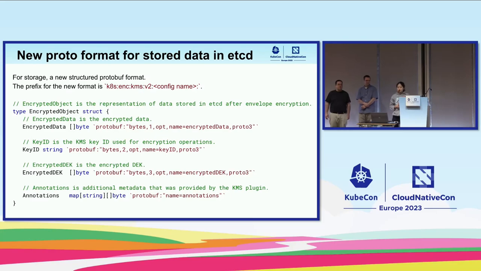And here's just to give you a look at what the actual proto looks like. As you can see, it's prefixed with k8s:enc:kms:v2, and then the plugin name, and then the object itself has the actual encrypted data, as well as the key encryption ID that was used, as well as the encrypted DEK that was used, and any annotation that you want to add to help you correlate the data.